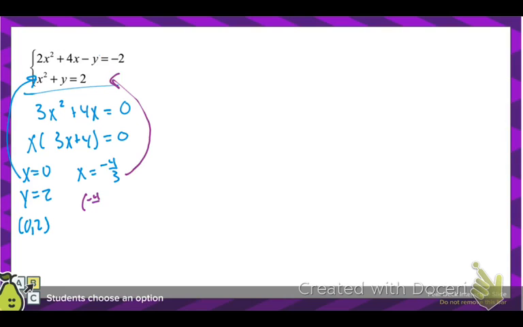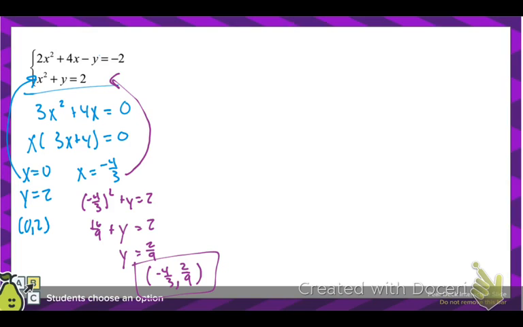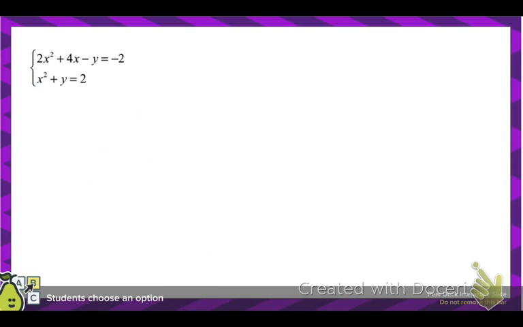So if I do negative 4/3 squared, then I get 16 over 9 plus y equals 2. So that would be 18 over 9 minus 16 over 9, which would be 2 over 9. So then my other intersection would be (negative 4/3, 2 over 9).